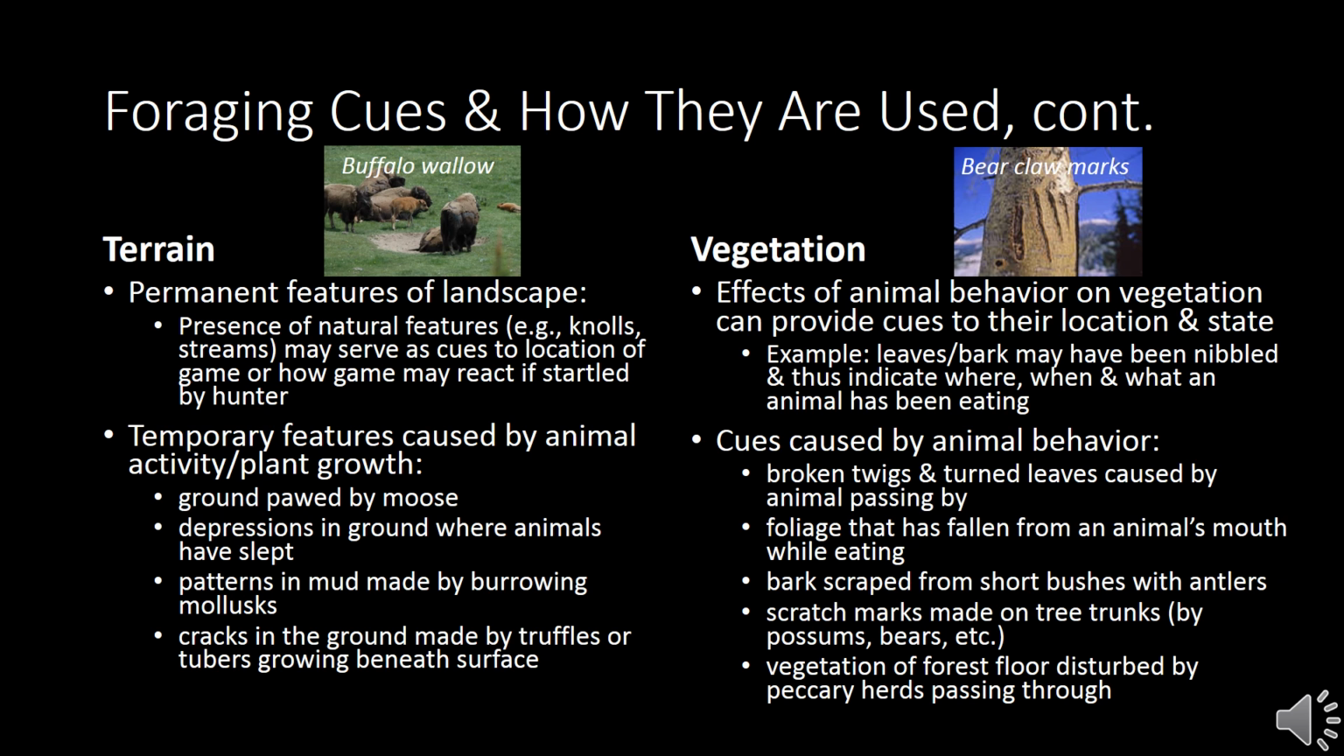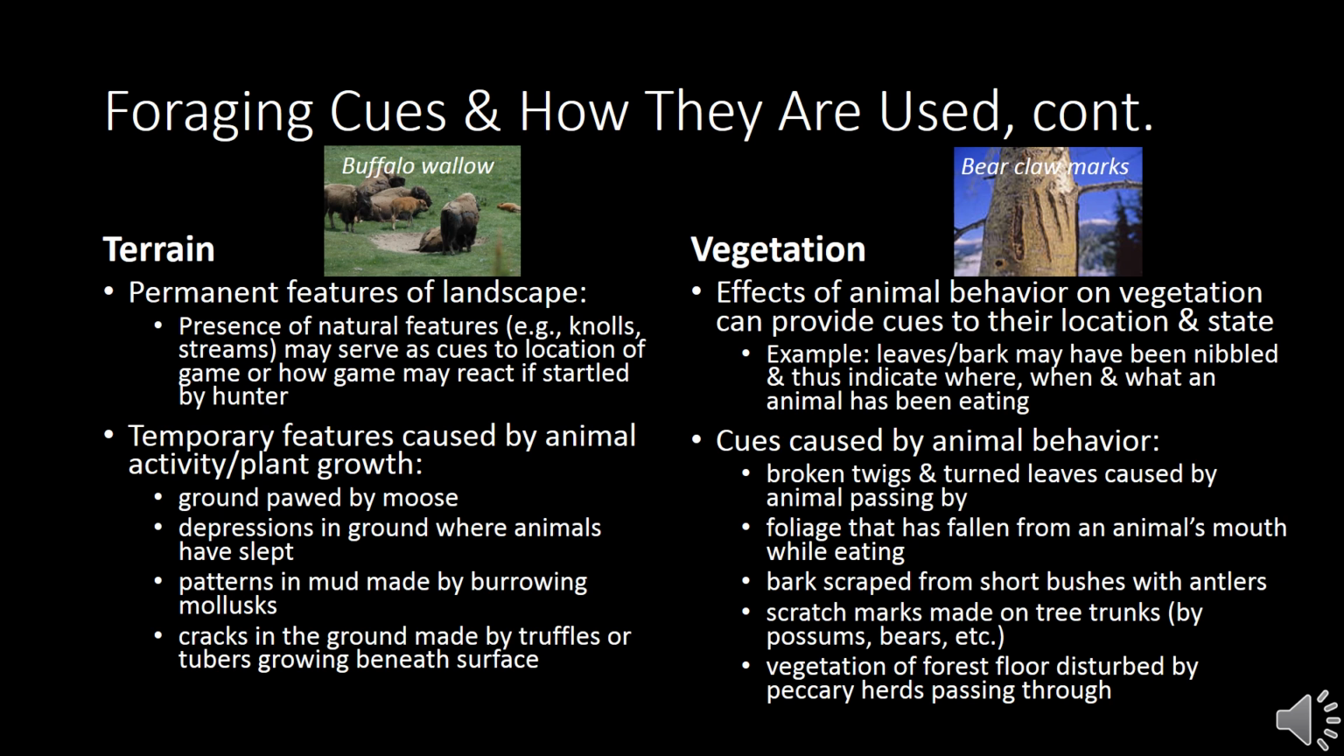Terrain cues include permanent features of the landscape and temporary characteristics resulting from animal activity or plant growth. Permanent features are things such as knolls and streams. The presence of such features may serve as cues to the location of game or how game may react if startled by the hunter. Temporary features are things caused by animal activity or plant growth.